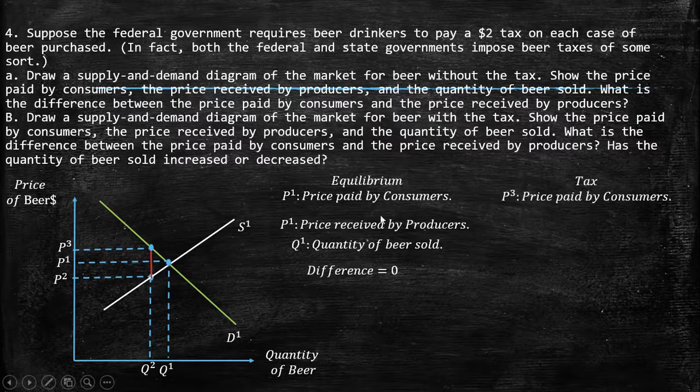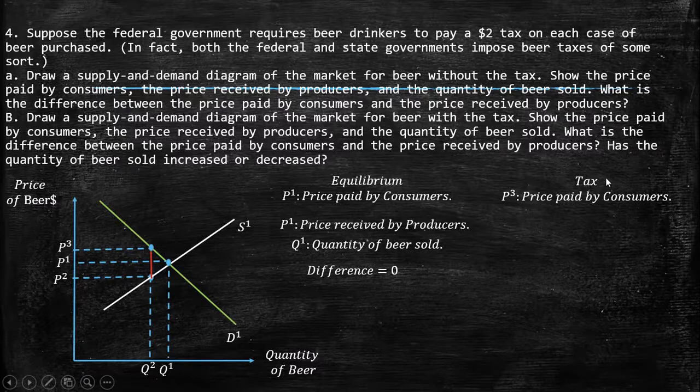So here I just summarize. P1 is the price in equilibrium, the initial condition, the price paid by consumers. Sorry, this is P1, it's okay, because it's the equilibrium P1. It is also the price received by producers. Q1 is the quantity of beer sold, and the difference is 0.